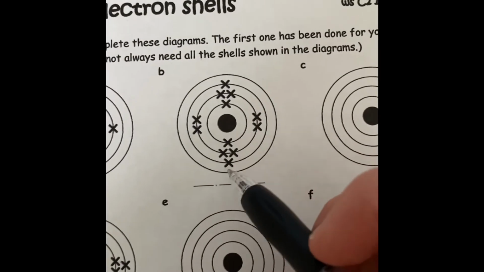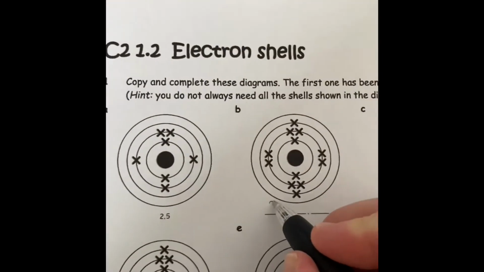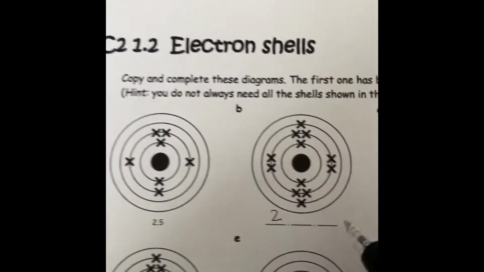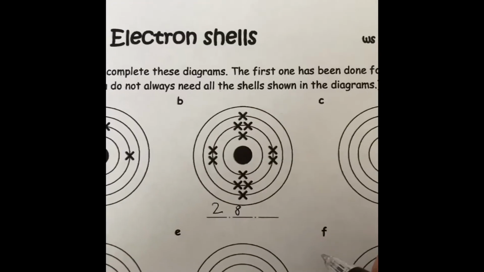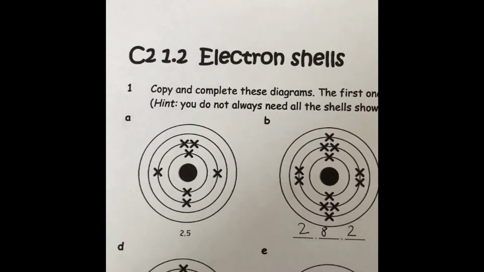If we're going to work out this one, we will do the first one, which is going to be 2. The next layer is full, which means it's going to be 8. And the next layer has just got 2 on there.